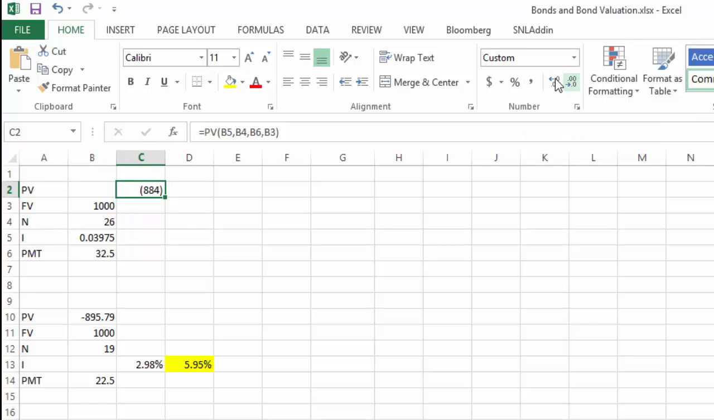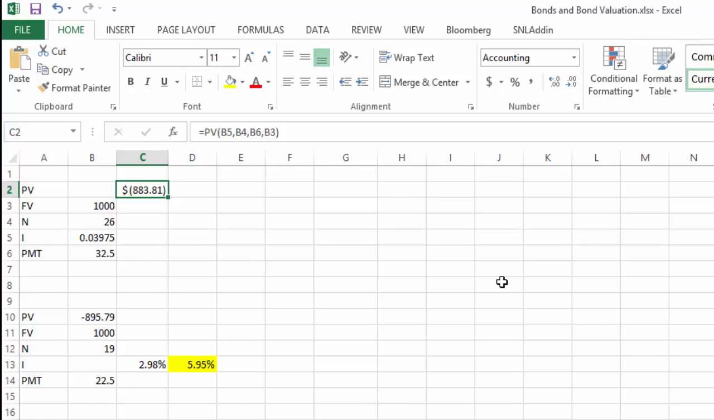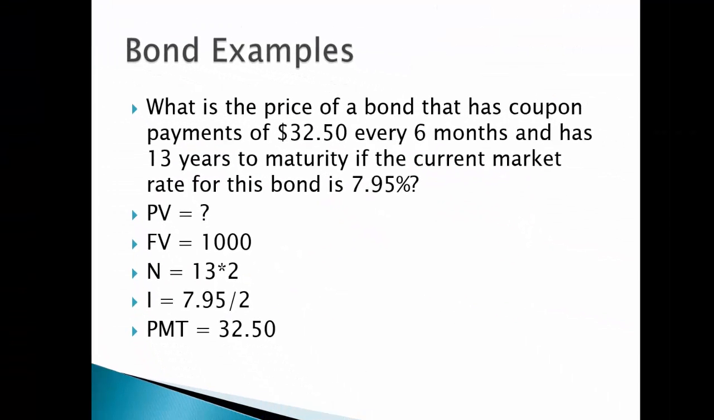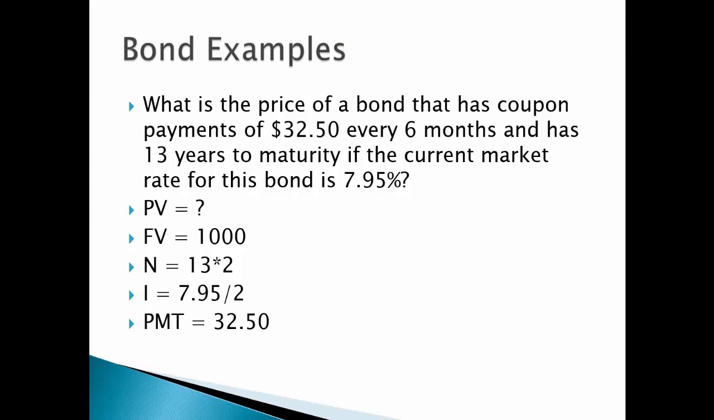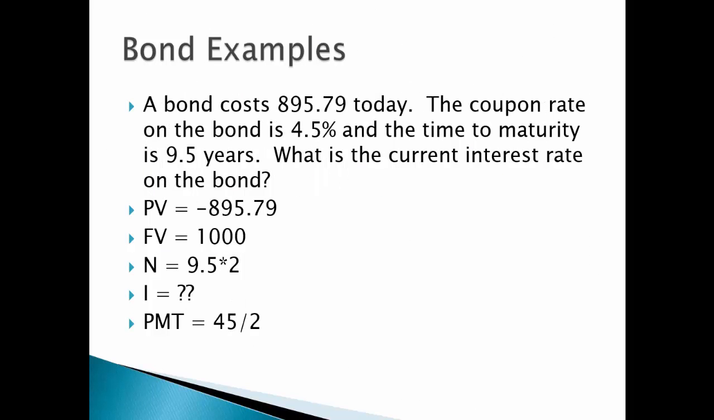I formatted this as a dollar amount. You just want to make sure that you've got sufficient decimal places. 2 would be appropriate for a price, rounded to the nearest penny, but make sure it's showing the appropriate number of decimal places. So a very straightforward calculation. The price is $883.81. Let's consider another example.